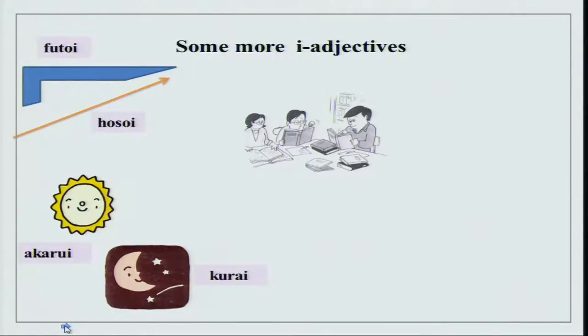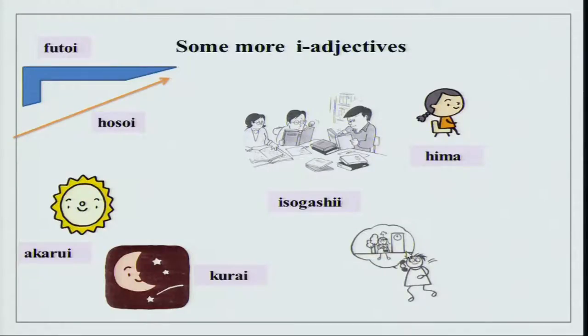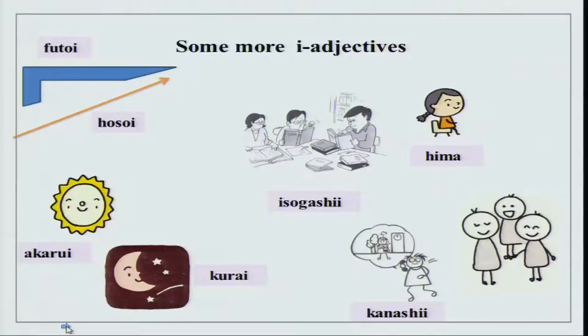Then we have these people working somewhere, reading, writing something, busy with something, that is isogashi. And this girl sitting very nicely all alone, doing nothing, that is hima. So, well, opposite of futoi is hosoi, akarui is kurai, isogashi is hima. And then we have one more slide for you here. You can see this small girl sitting all alone, all morose and sad, probably just about to weep, that is kanashi. And we have these people here smiling and happy, that is tanoshi. So, these are some adjectives, some opposites for you. Please practice them out aloud.